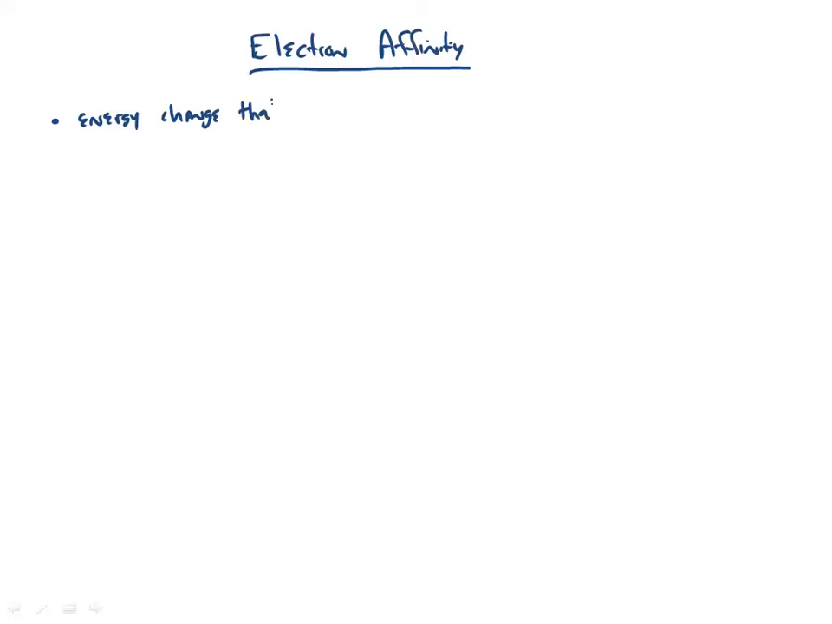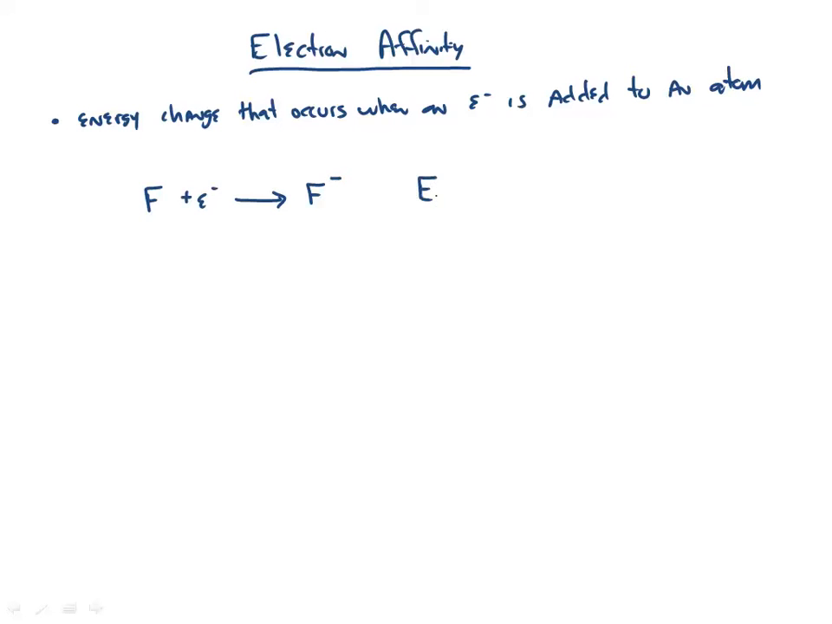That occurs when an electron is added to an atom. An example of that might be if I take fluorine and add an electron to make fluorine minus. Then I would have my electron affinity down here.